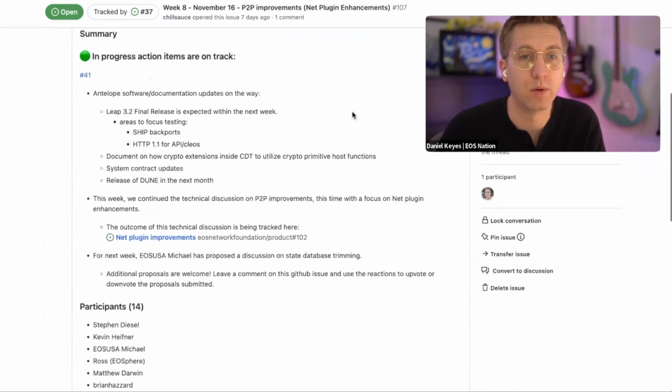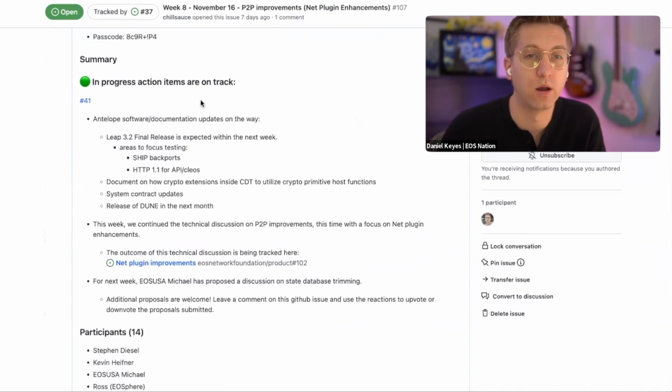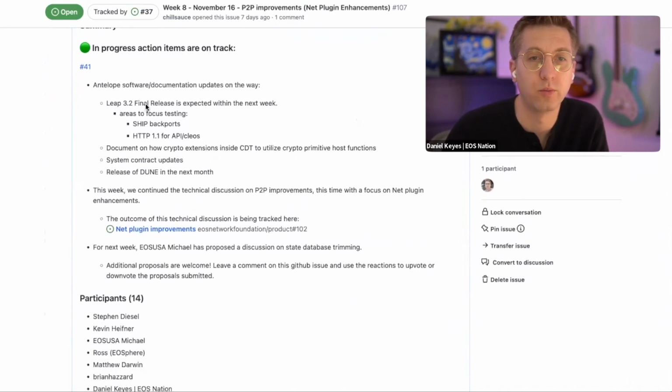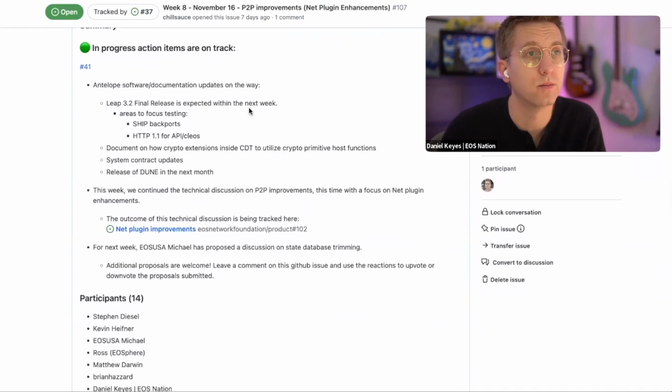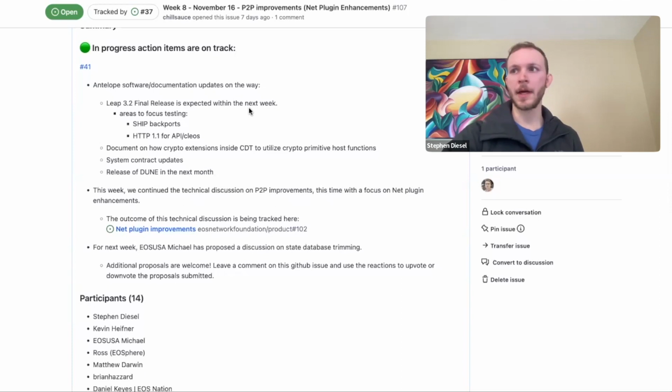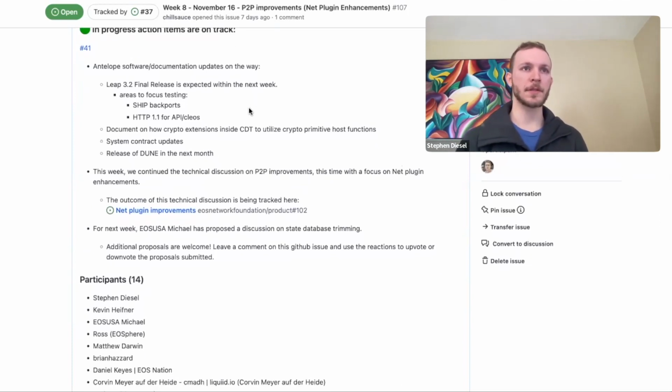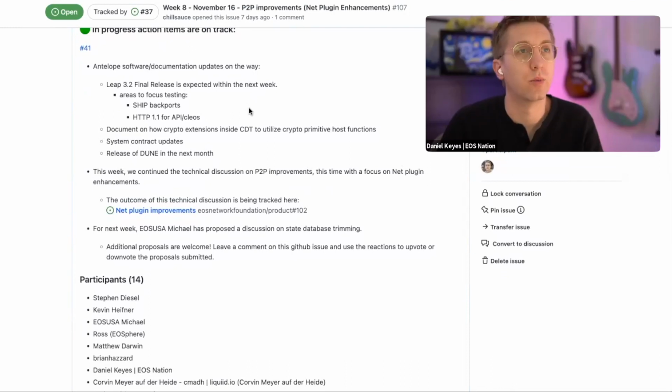But before we get into that, maybe we want to do a quick check-in on the software development side of things for Leap Antelope. Last week, the Leap 3.2 final release was expected. I believe that's out now. Correct me if I'm wrong, Stephen. Yeah, that's correct. I might hand it over to Brian since he handled the release this time. I'll fill in anything else if there is anything to update. Sure. Take it away, Brian.